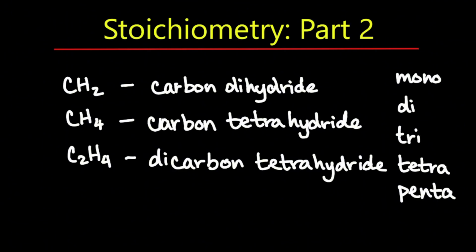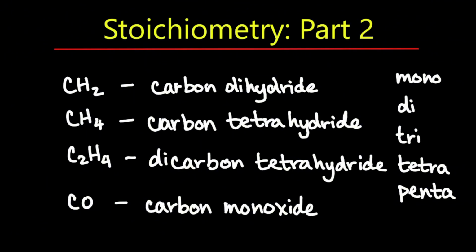An example when we might use the mono prefix would be a compound like CO. There is one carbon, so we just write carbon, and there's only one oxygen, but we don't say carbon oxide because that refers to all of the CO and however many O's there might be kind of compounds. So instead, this one is just called carbon monoxide. The one we're all familiar with, CO2, because there's two oxygens, is called carbon dioxide.